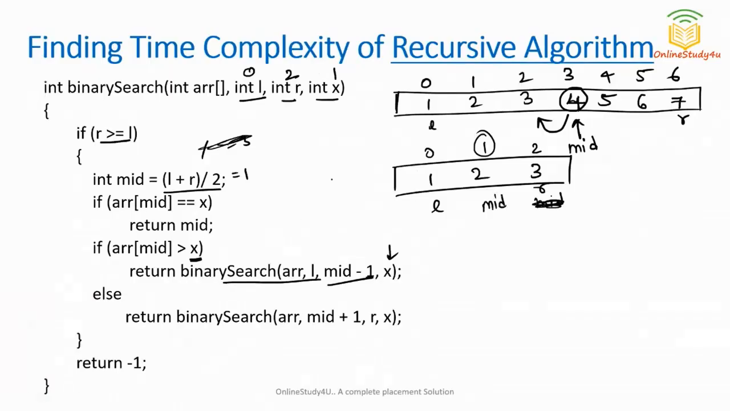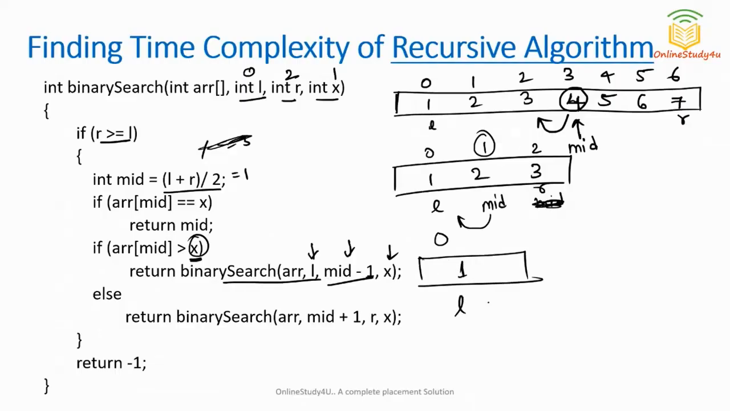Now we are checking, is it equal to the value to be searched? No, 1 is not equal to 2. 1 is less, so yes, this condition will work, and again this function will be called. So what is our new search space? Left will be left only, and right will be mid minus 1. So our new search space is index 0, and only one index is considered, and the element is 1.